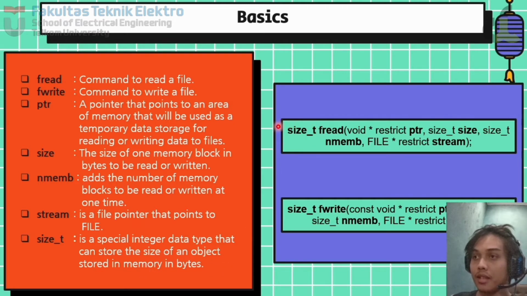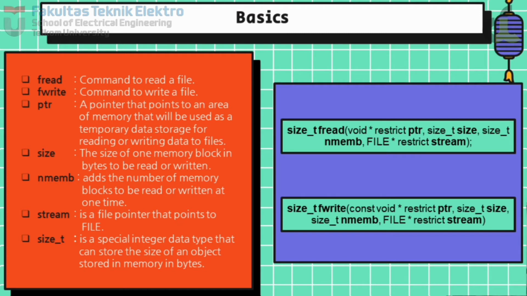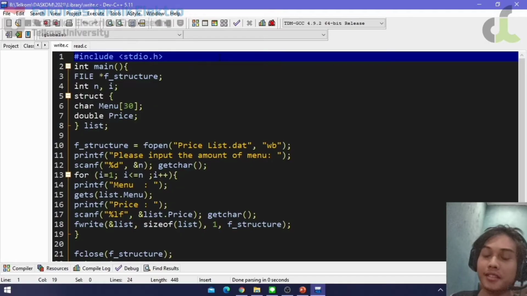Size t like 0. Now this is the basic form of a fread command, and this is going to be the basic form of an fwrite command. Notice the fwrite and the fread.